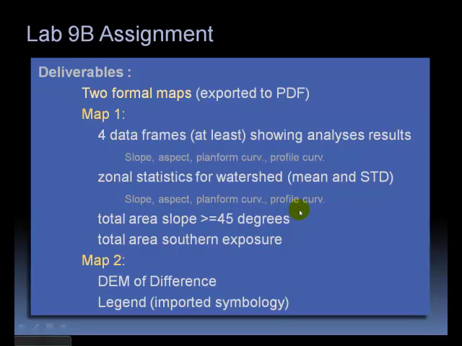You'll also be calculating the total area of the watershed that has a slope of greater than 45 degrees and calculating the total area of the watershed that has southern exposure. The second map is just a very simple illustration of your DEM of difference that you created. You will have to import the symbology to get a proper legend for that one, but that second task should be pretty quick. Okay, that's it.